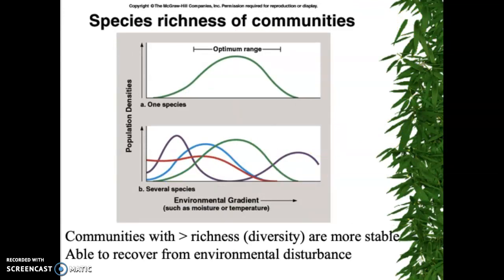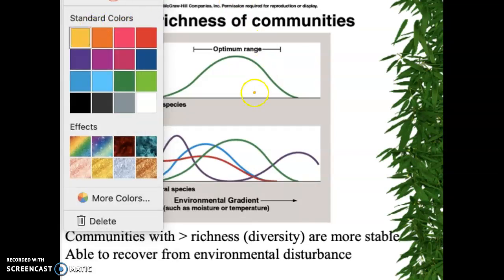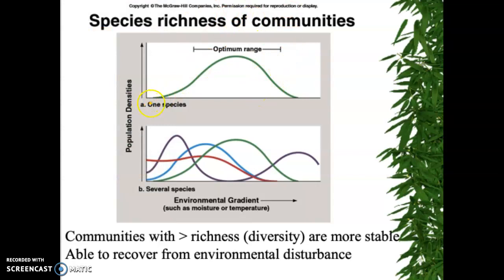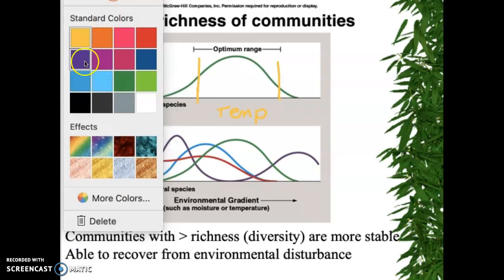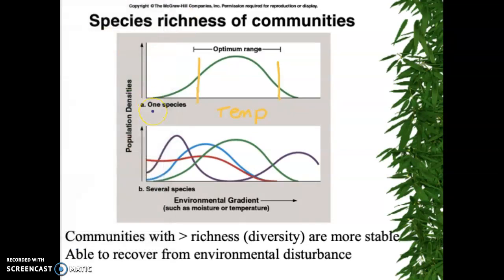So let me get the drawing pencil. You check out that top graph, and this shows optimal range of, this could be temperature, this could be water levels, this could be pH, this could be any abiotic factor. Let's go with temperature. And the green species loves it when it hits, and I'll make up some easy numbers.